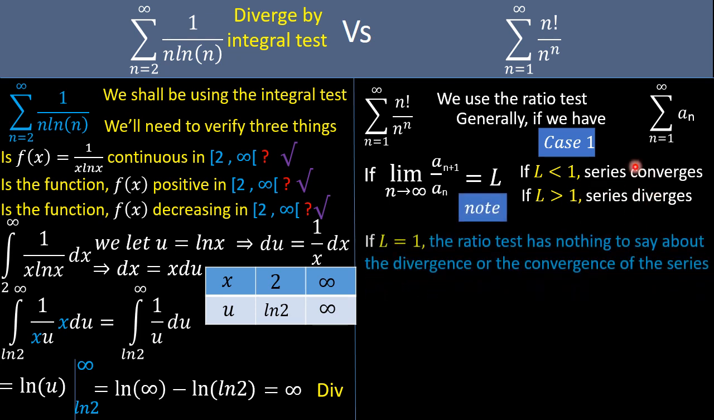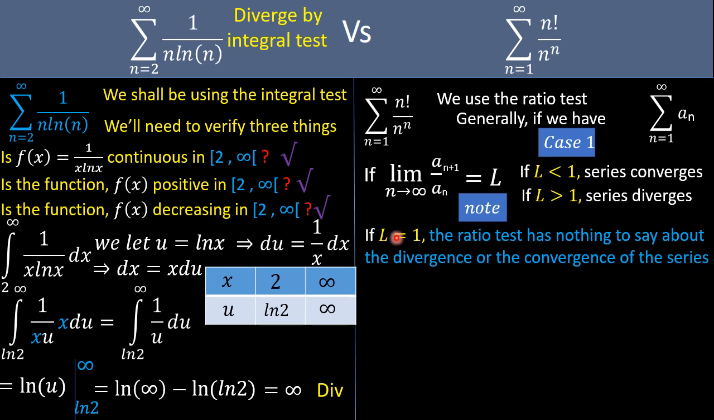Okay, but friends, note this important case. Notice so well: if L is equal to 1, the ratio test has nothing to say about the divergence or the convergence of that series. Take note. If L is less than 1, it converges. Greater than 1, it diverges. If it's equal to 1, the ratio test is inconclusive. We have to use other methods such as the root test, the integral test, the comparison test, and so on and so forth. Okay, great.